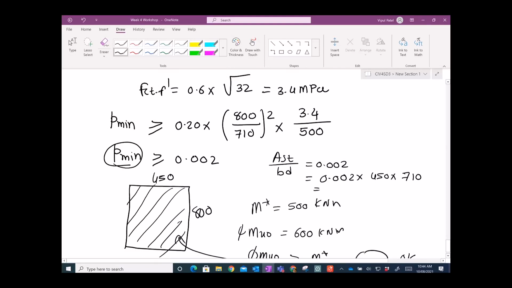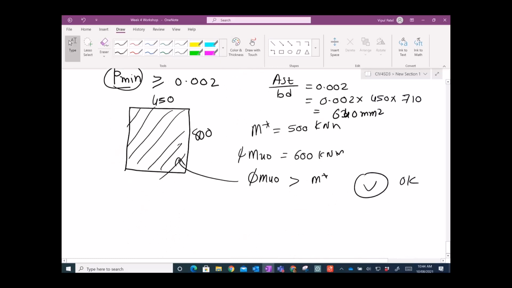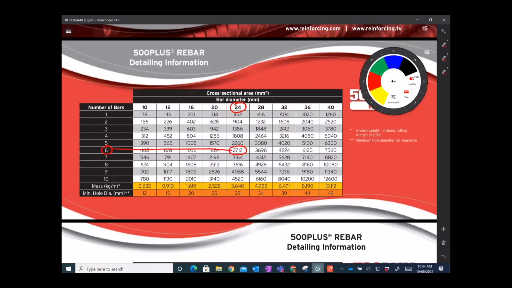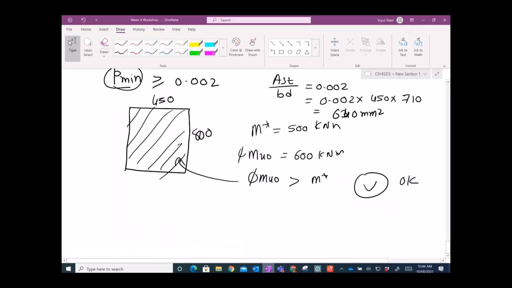So you calculate that: 0.002 times 450 times 710. You get 639, let's say 640 millimeters squared. Regardless of your design, you need 640. Meaning around here 902, let's say. Regardless, because 640 will not fit here. So regardless of your design, if you have an N24 bar, you need to put 2 bars. The standard says, if you like it or don't like it, you need to put 2 bars. You need to put these 2 bars here, and these 2 bars here. That will satisfy the minimum reinforcement required. Well, then it should be okay. So 640, that's what minimum Rho means.